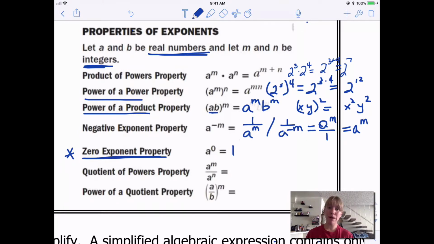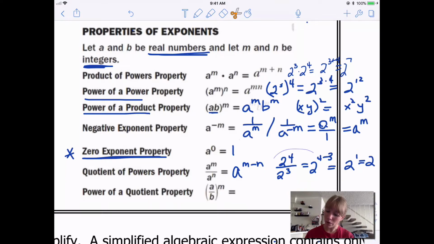The next is quotient of powers property. We have a to the m over a to the n. That is going to equal a, the same base, to the m minus n. An example of that would be 2 to the 4th over 2 to the 3rd. That is 2 to the 4 minus 3, which is 2 to the 1st, or we could just say 2. So if you see a fraction, you're going to subtract those two powers.